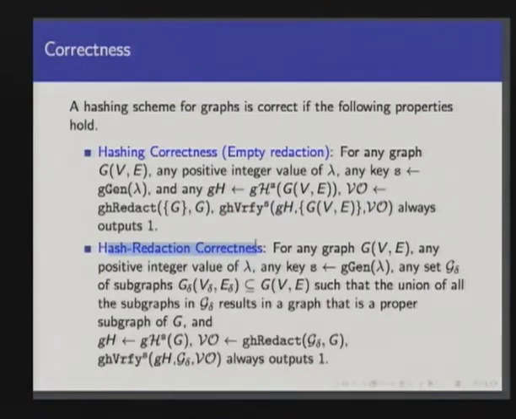The other is the hash reduction correctness. This is the other case where the user is retrieving a subgraph as part of the query result, and we compute a redacted subgraph, and using that redacted subgraph, we compute a set of verification objects. On the user side, the user has three things: a set of subgraphs, a verification object set, and the hash value of the original graph. He uses all these three values, and if the output of this function is 1, it means that the data has not lost its integrity.